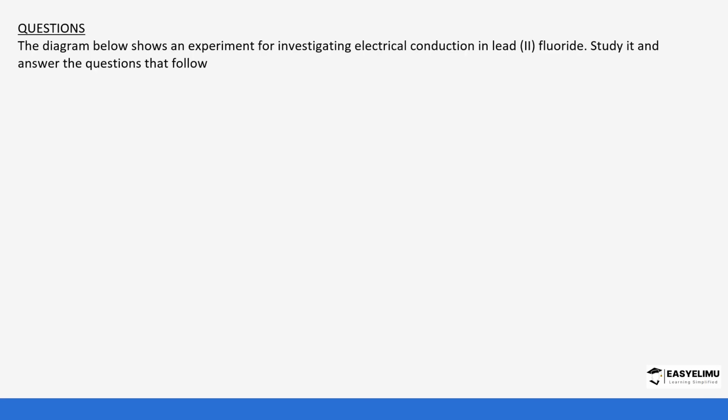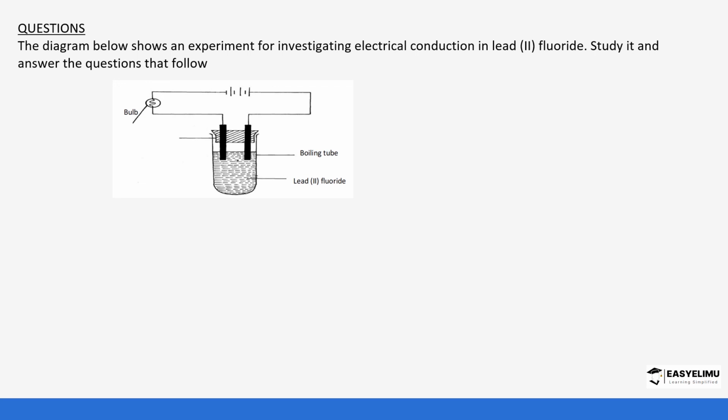The diagram below shows an experiment for investigating electrical conduction in lead 2 fluoride. Study it and answer the questions that follow. So you can see the lead bromide, you can see the bulb. So if you were to identify the electrodes, you can see this is on the smaller part. This is the negative and then this is the positive. So this tells you that this is going to be the anode and this is going to be the cathode.